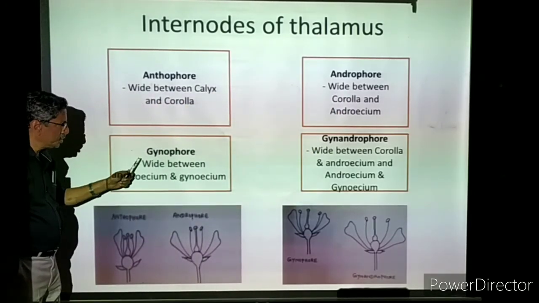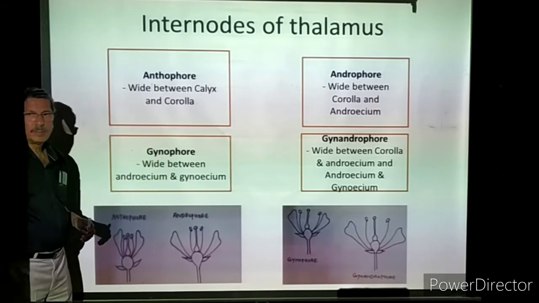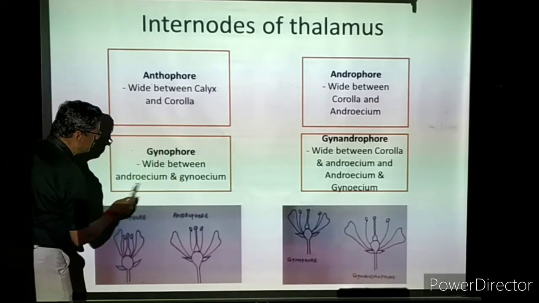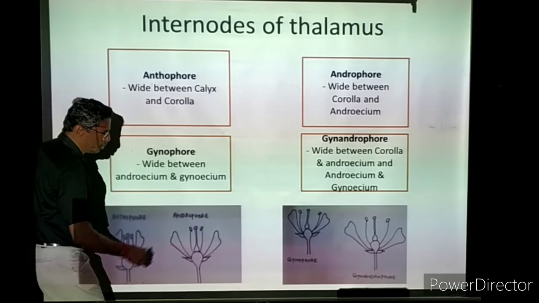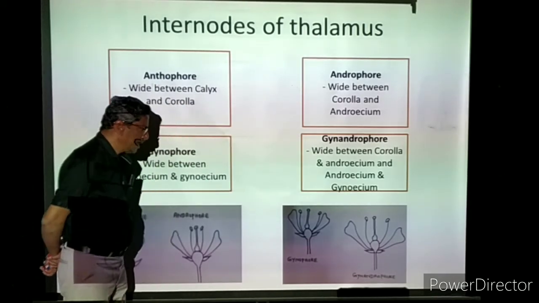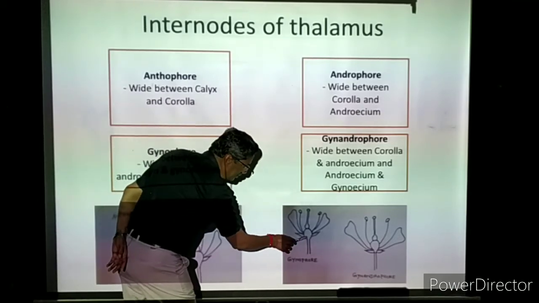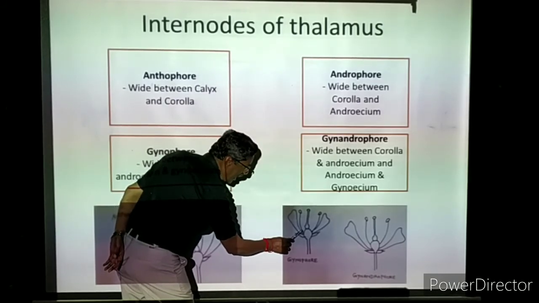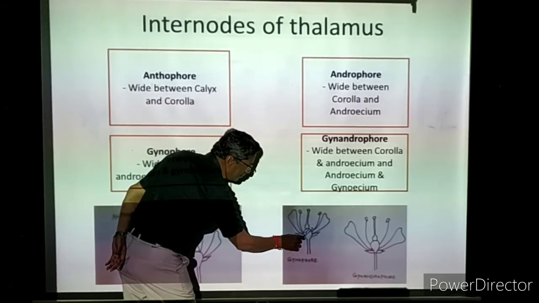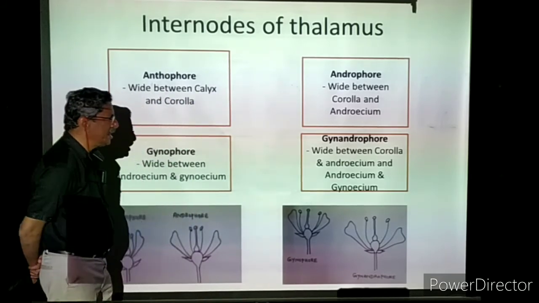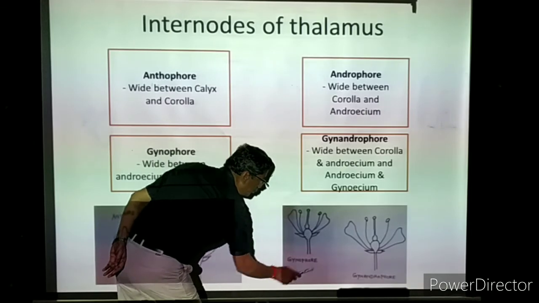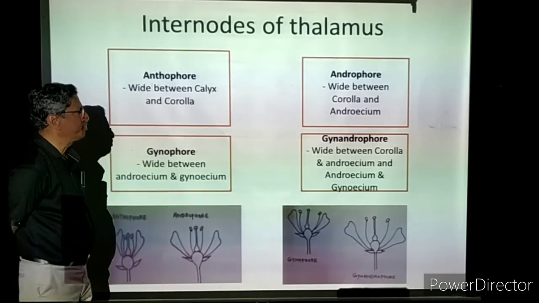Now we are coming to the third one, gynophore. The internode is wide between androecium and gynoecium. Go to the third diagram. Now calyx is there, very close to that the next whorl, corolla is there, very close to that the next whorl, androecium is there, but between androecium and gynoecium there is a wide gap. So this condition is called gynophore.